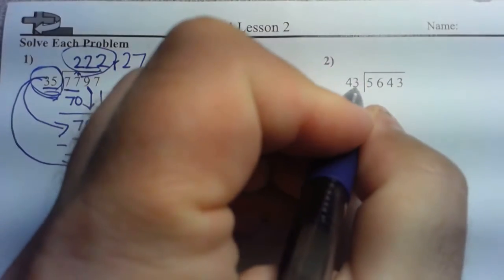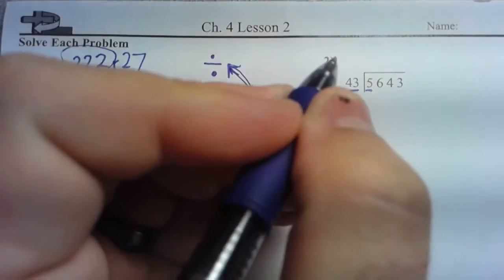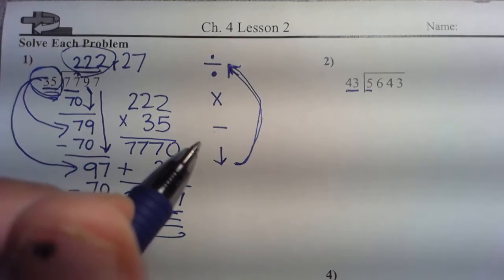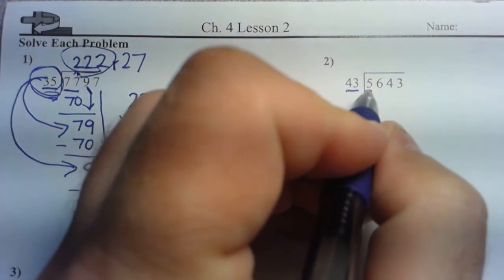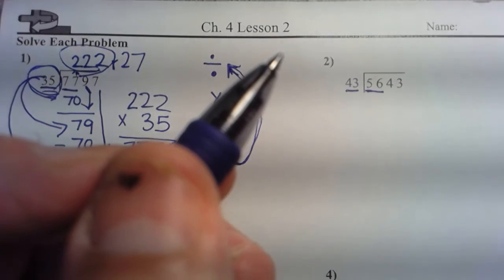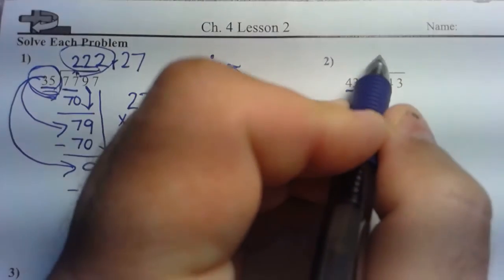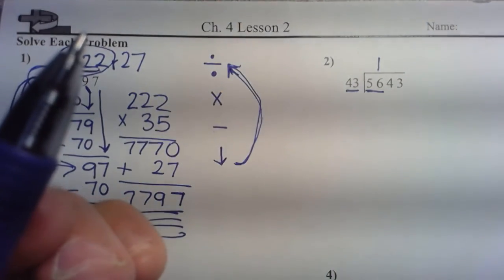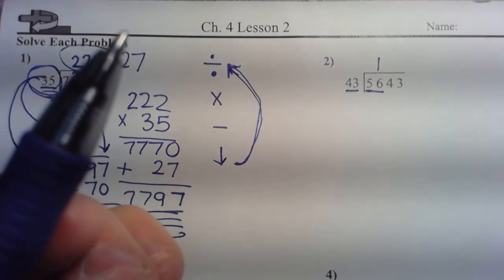Now, again, you're going to say, well, 43 go into 5. Oh, but it will go into 56. How many times will 43 go into 56? Once. So I'm going to write the 1 above the 56 right there, above the 6. Okay?